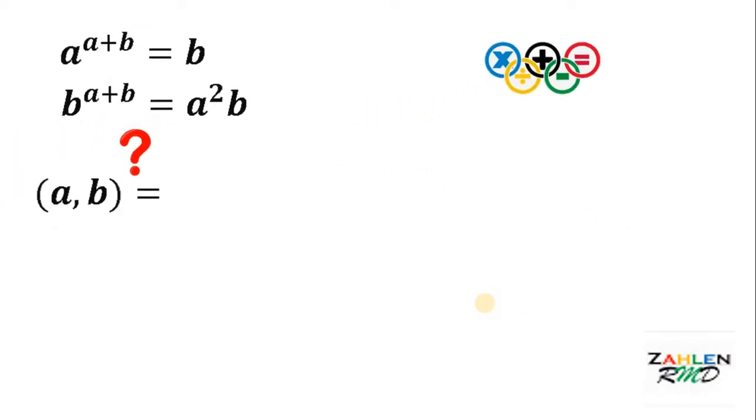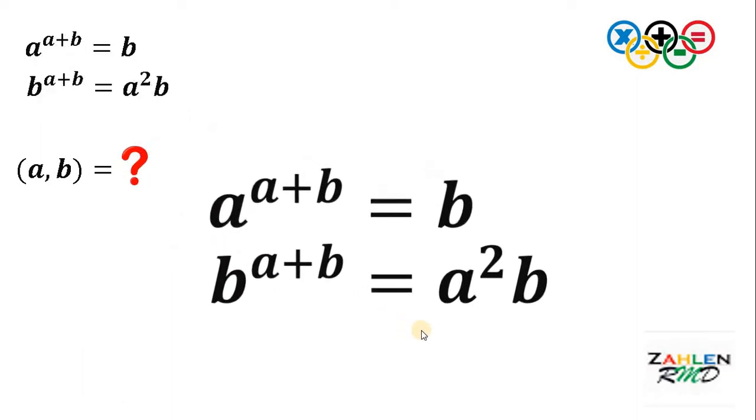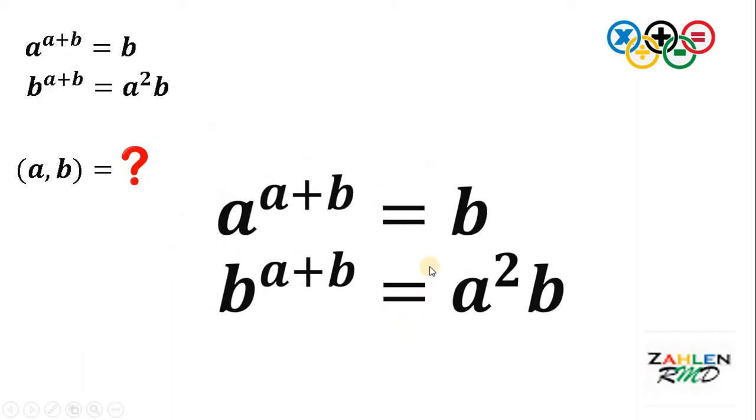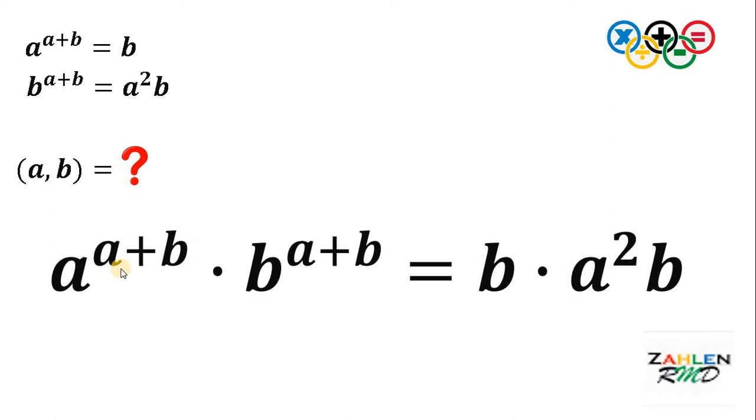And I hope you pause this video. Now let's see if you got the correct answer. Don't forget that our goal here is to find all possible values of a, comma b. Therefore, let's focus on the given equations. Now what we're going to do is to multiply these two equations. If we do that, we get a raised to a plus b times b raised to a plus b equals b times a squared times b.